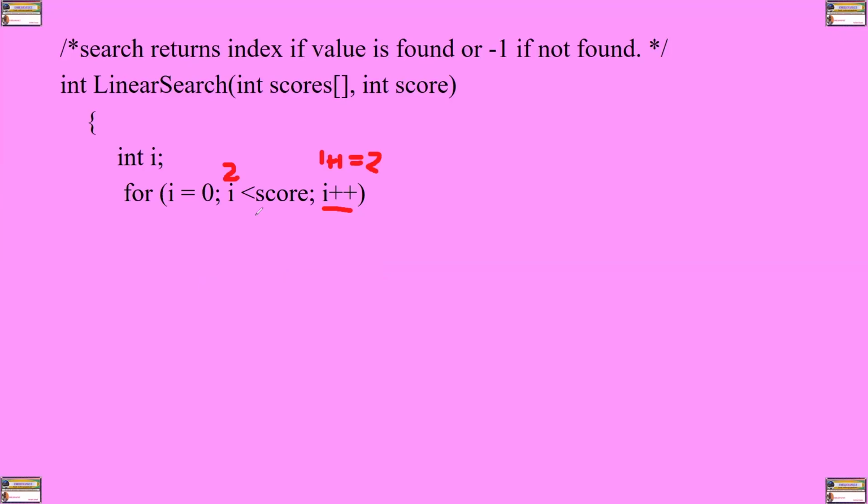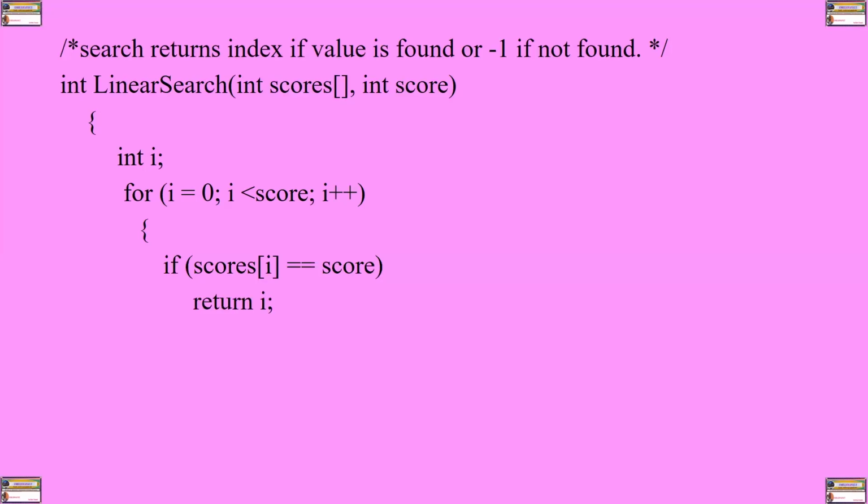So we now do the comparison. The processor will compare 2 with the value which has been received. If 2 is less than the value which has been received, then the control will be taken inside the loop and compare scores 2, that's another element in the array, with the value which has been received. If they are found to be equal, the position for that element will be sent to the main function. And in this case, what will be sent is 2.